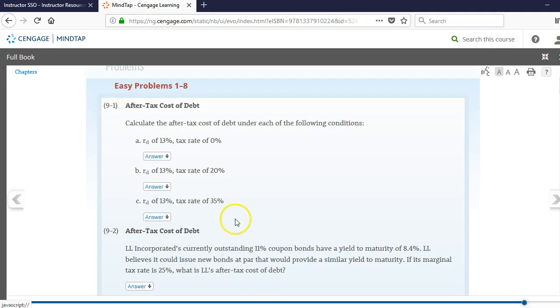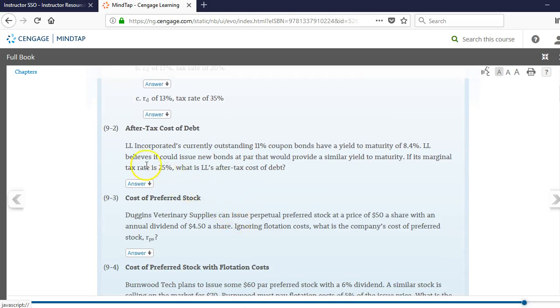Question 2 is along the same lines. It says here that LL Incorporated's currently outstanding 11% coupon bonds have a yield to maturity of 8.4. So YTM, yield to maturity of 8.4. They believe it could issue new bonds at par that provide a similar yield to maturity. The marginal tax rate is 25%. What is the cost of debt?